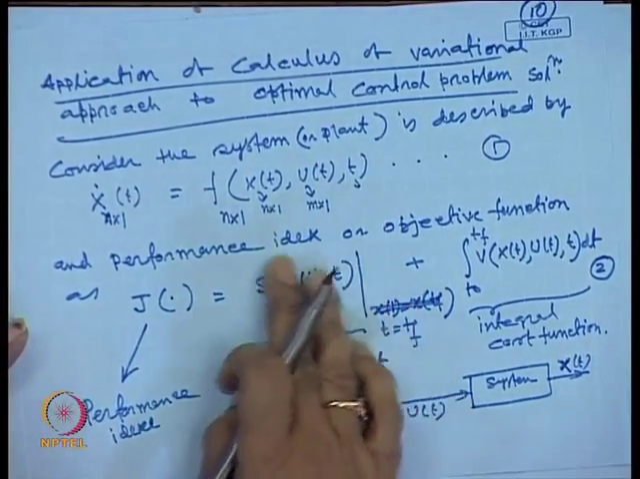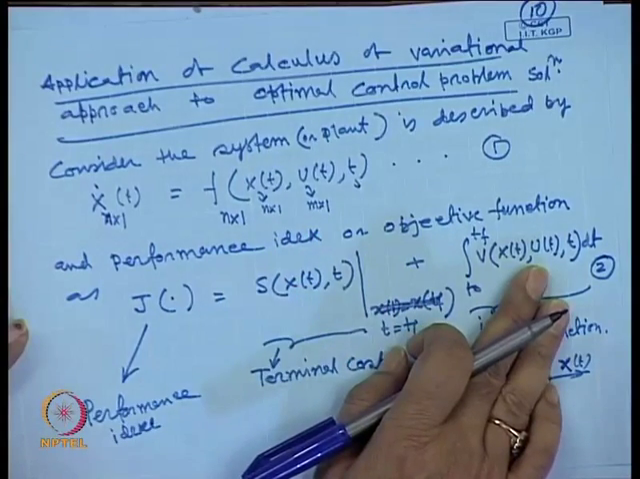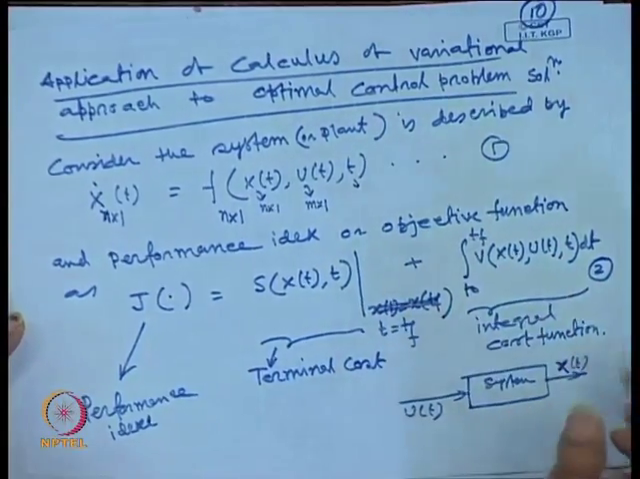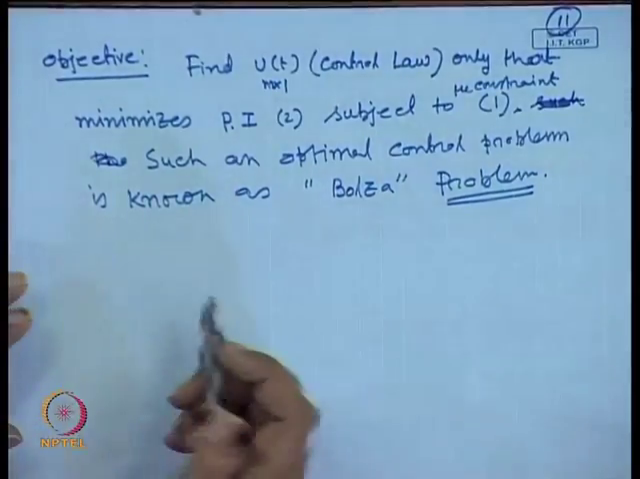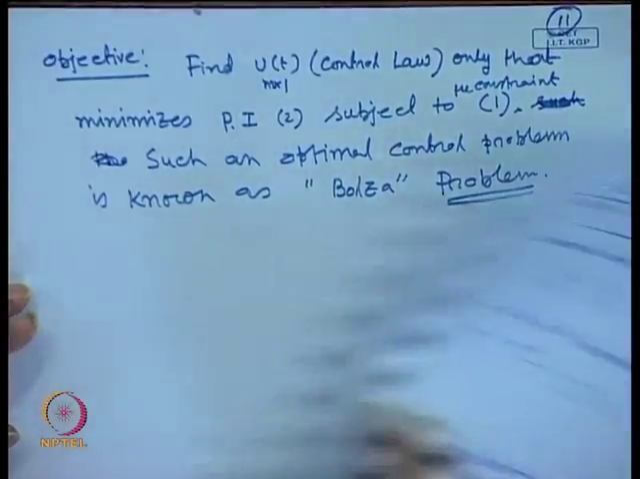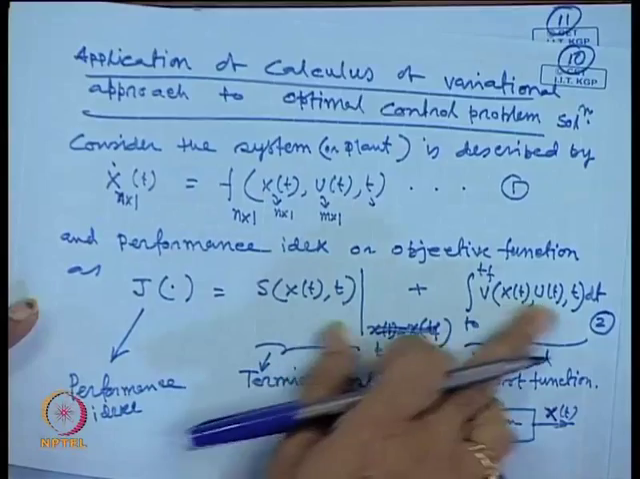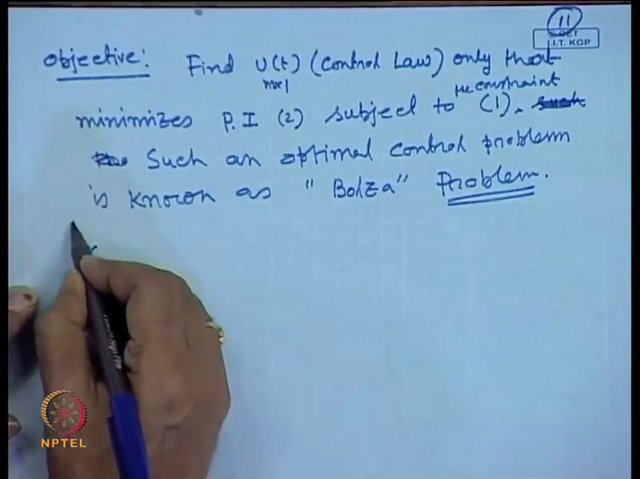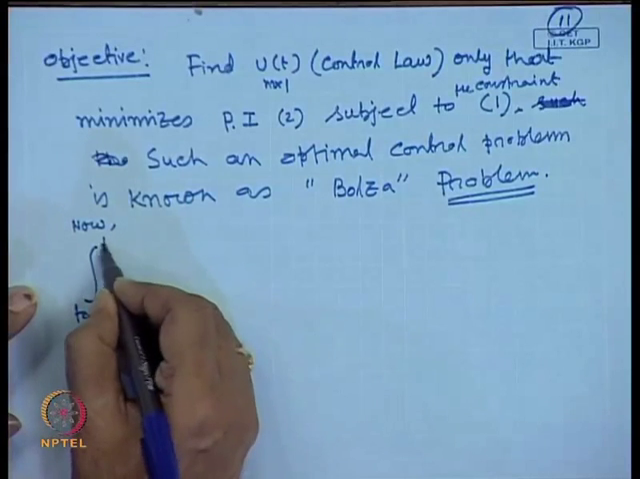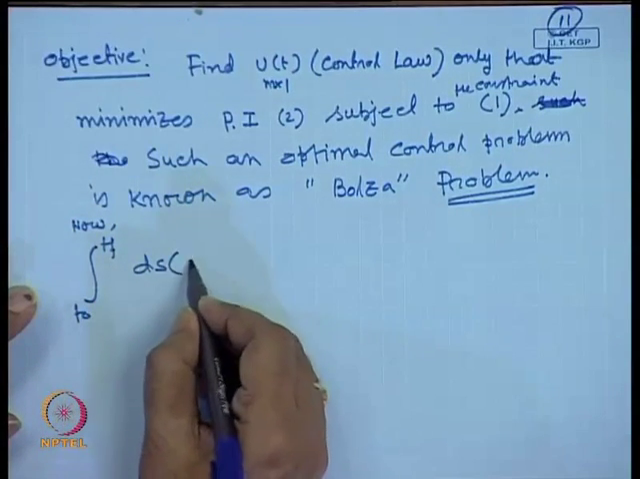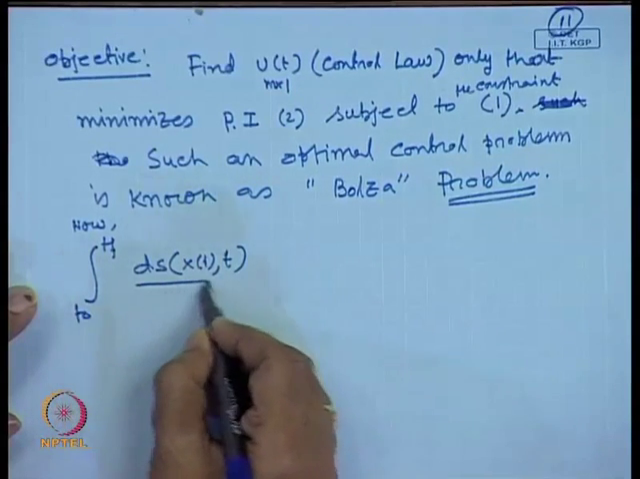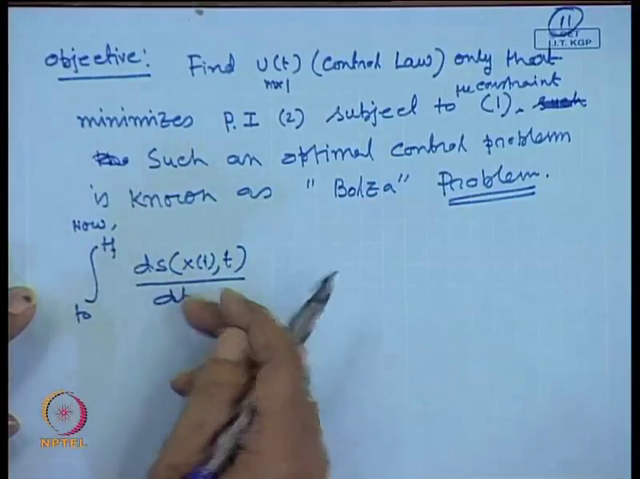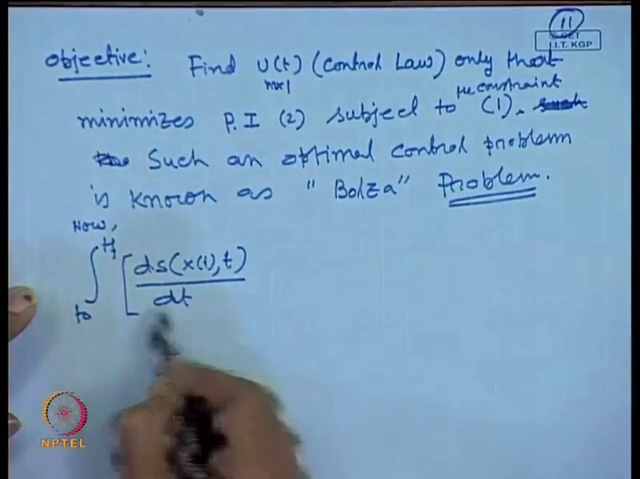So, if by some means we can push this term into the integrand part of this equation, then our problem is similar to the earlier problems. Let us see how one can do this. Our job is to push this term into the integrand of the functional. We can write the integral from t 0 to t f of d s of x(t) by d t, which is a function of time, times d t.